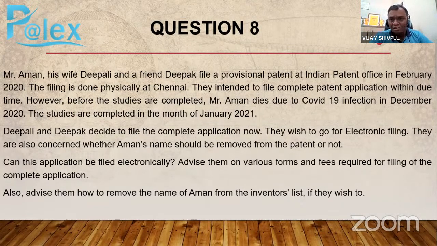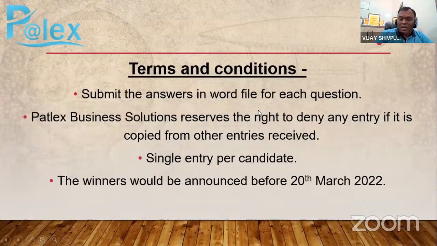So one of the inventors, unfortunately, before filing of the complete application, is no more. In that case, how are you going to resolve this actually? So this is my 8th question to all of you.